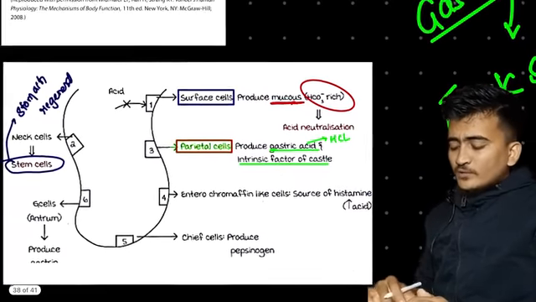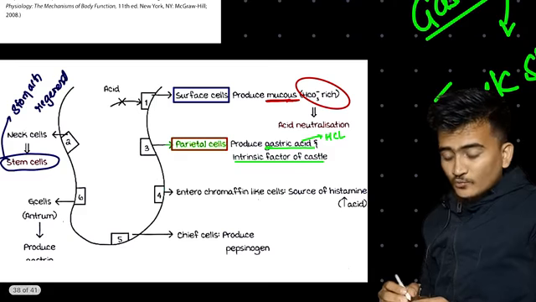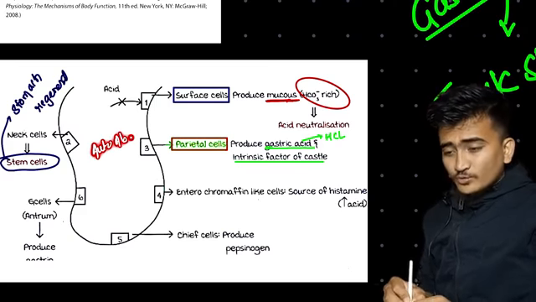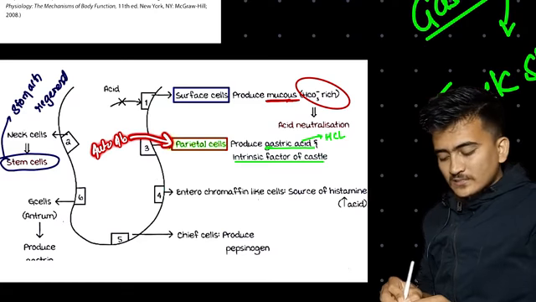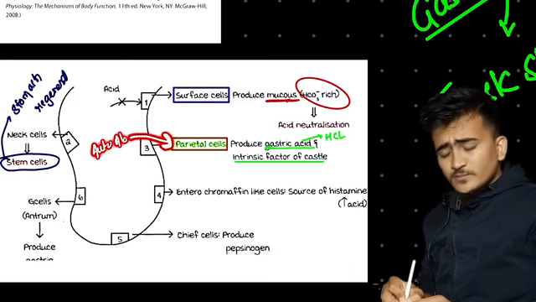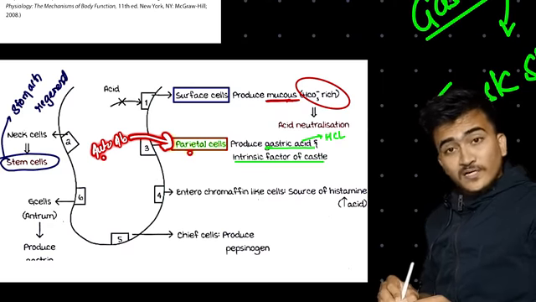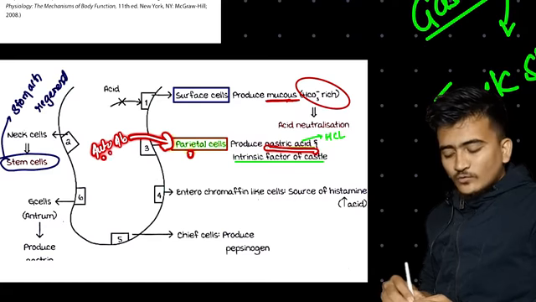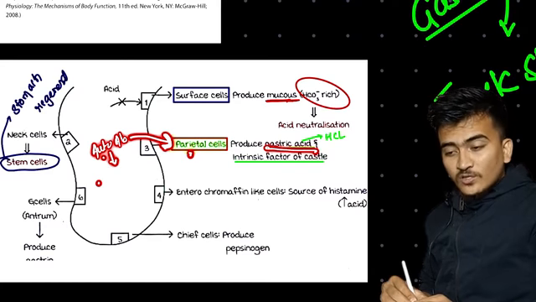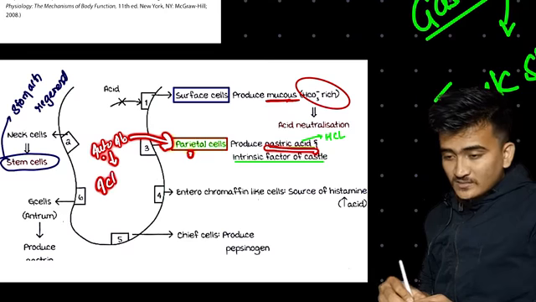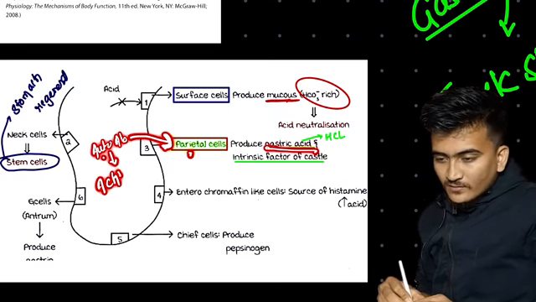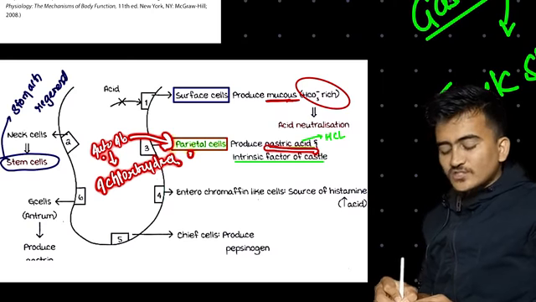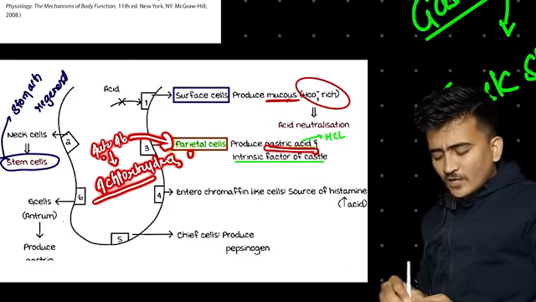So there is one important clinical condition in which autoantibody will be produced against our parietal cells. This autoantibody will destroy these parietal cells. What will happen? There will be no production of gastric acid, and that condition is called achlorhydria. No production of gastric acid or no production of HCl, and that condition is our achlorhydria.